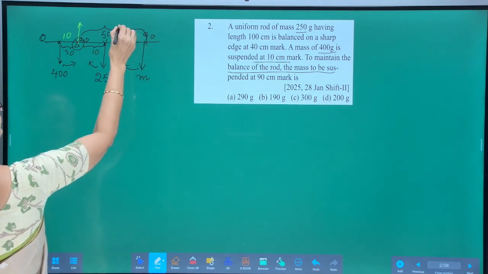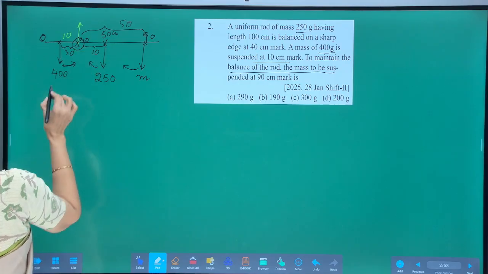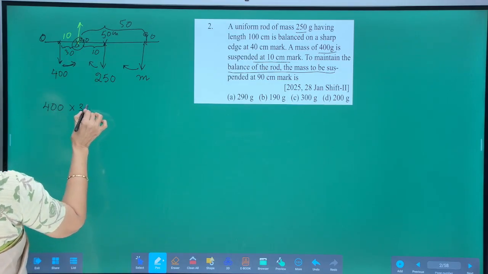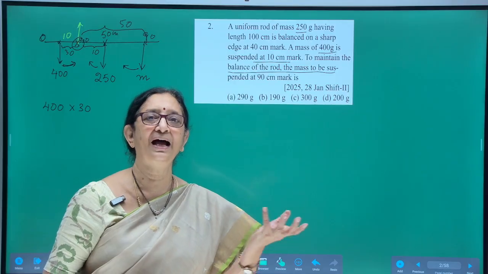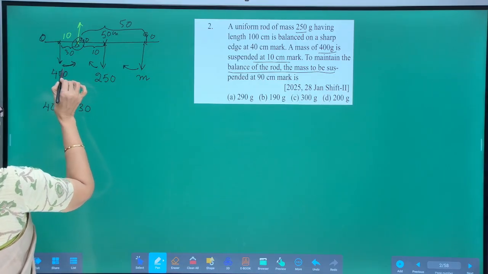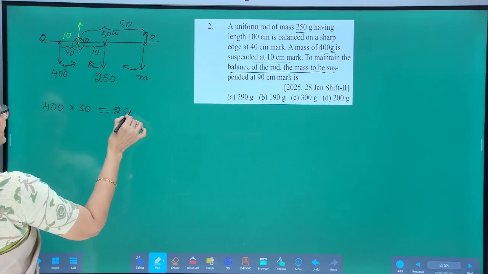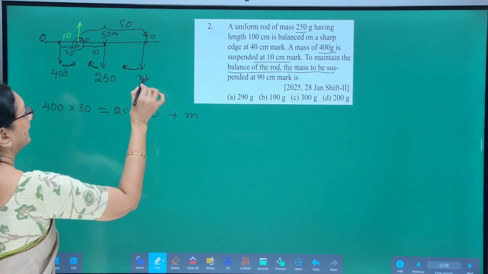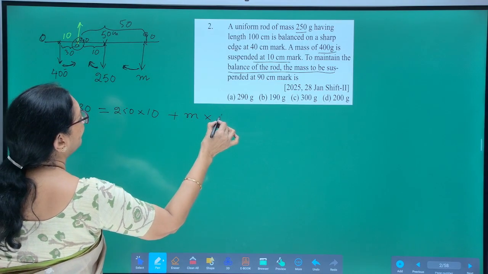from 40 to 90 this distance will be 50. So, the torque of this 400, that is the anti-clockwise torque, is force into perpendicular distance, which is 30. Actually force is mg, but throughout that g gets cancelled, that is why I am just taking m. So, mass into perpendicular distance is the anti-clockwise moment, and this produces a clockwise moment. So, this is 250 into 10. This also produces anti-clockwise moment, plus the clockwise moment, m into this distance, which is 50 centimeters.